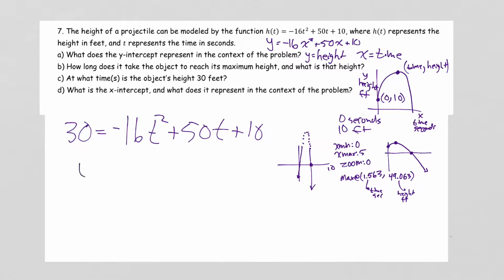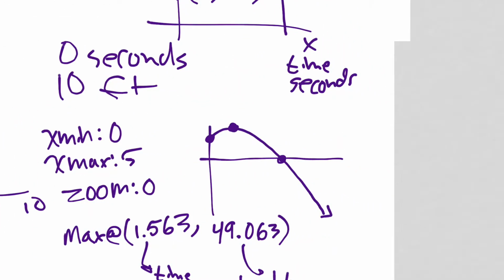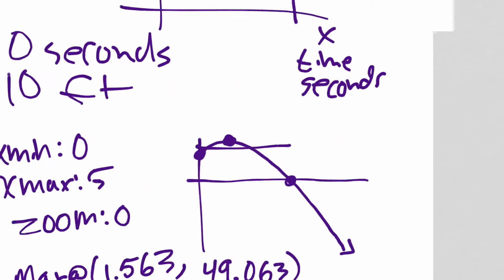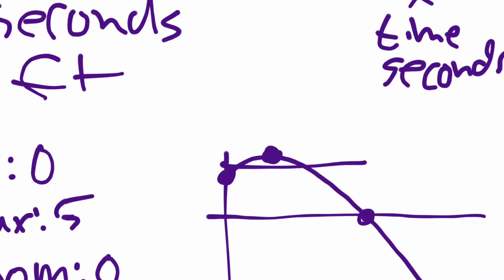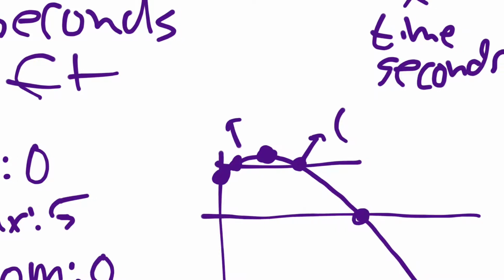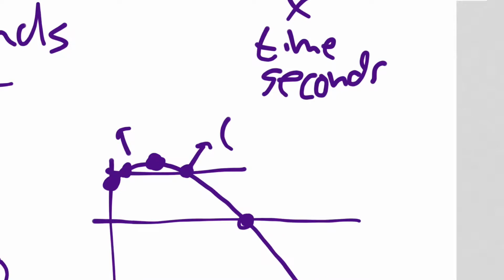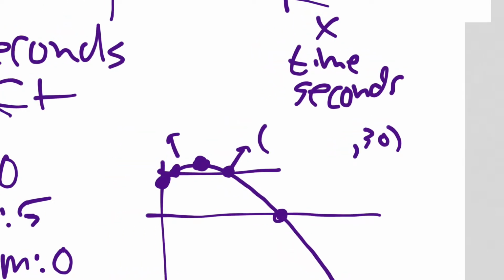I'm going to enter a second equation into y2. y2 equals 30, the height that I want. When we do so, it's going to graph a horizontal line, and we can find the two intersection points. It's going to give us two intersection points, which is telling us that this object reaches a height of 30 feet twice. So we're going to have one intersection where the height is 30, and a second intersection where the height is 30, and we want to find those two times.